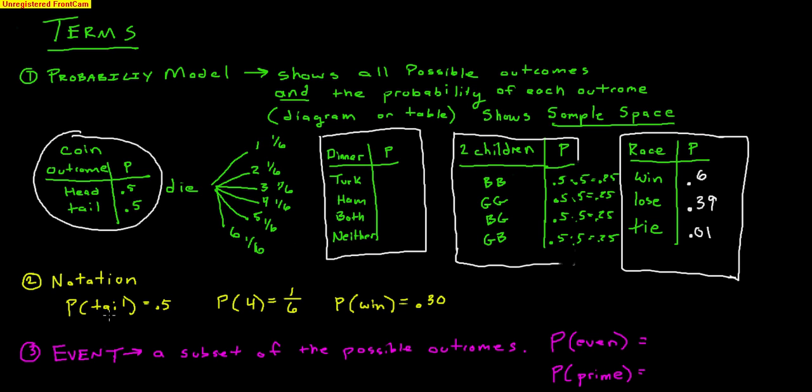All right, notation. Once again, I talked a little bit about this in class, but remember we use P for probability. So we say the probability of getting a tail is 50%. The probability that I roll a 4 is 1/6.